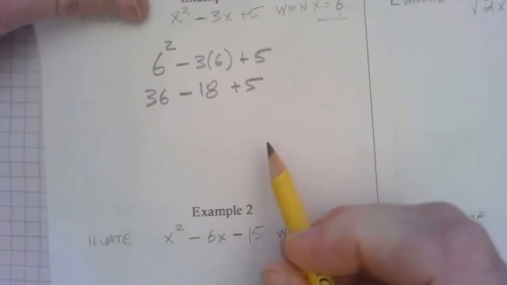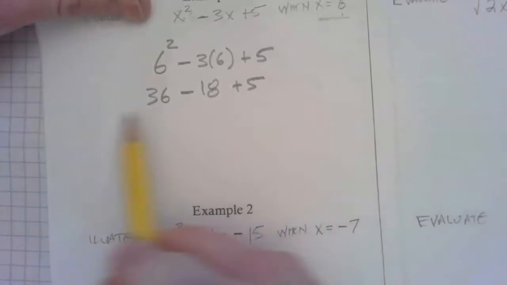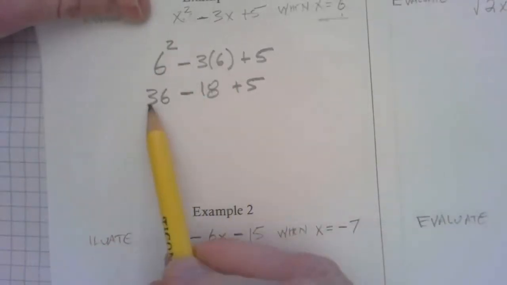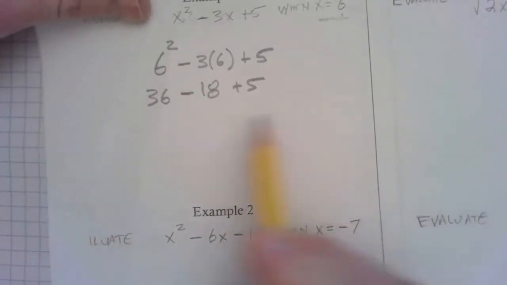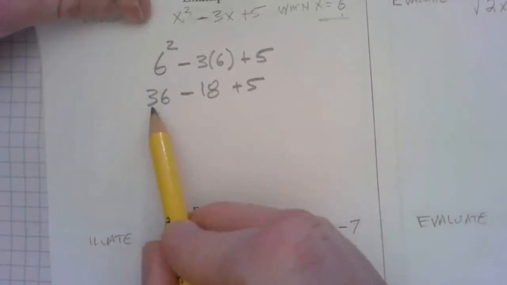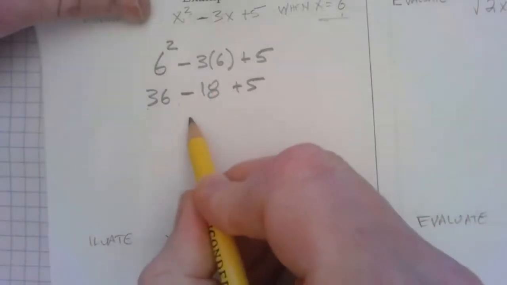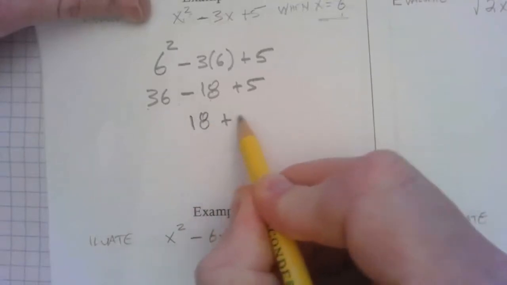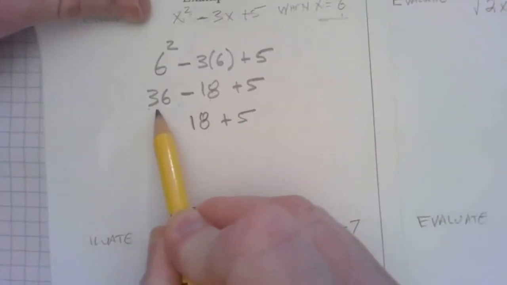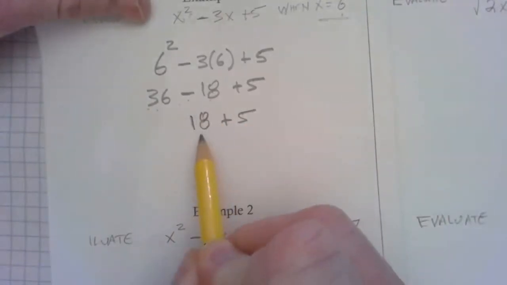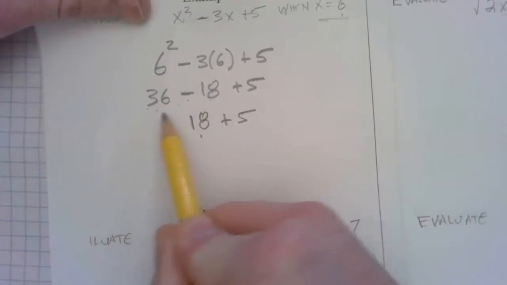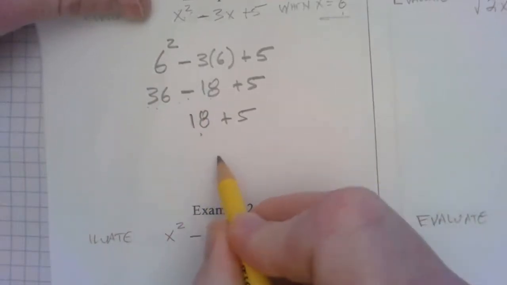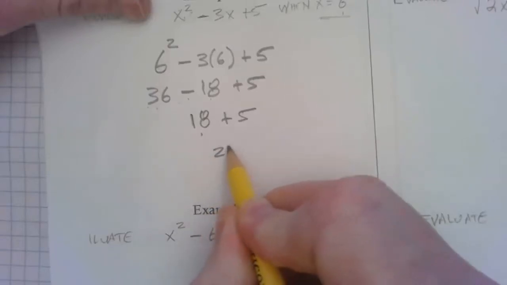Notice I don't try to do too much in my head. Just go left to right. And do the exponents first, then multiplication, and then the last thing you'll do is just add or subtract left to right. So 36 minus 18 is 18 plus 5. So this minus 18 is 18. Don't let these think that the 36 just disappeared. And then 18 plus 5 is going to be 23. And there you go.